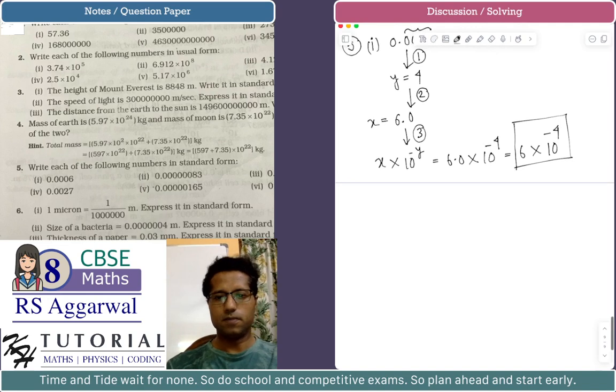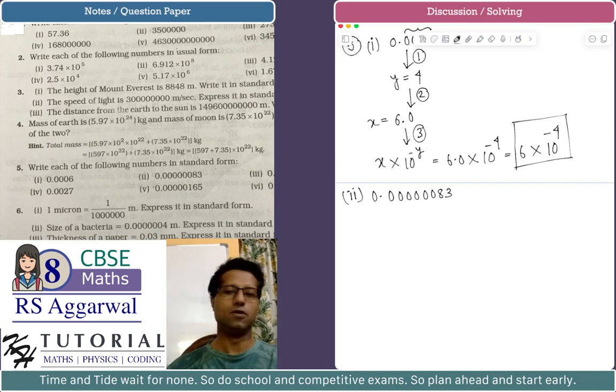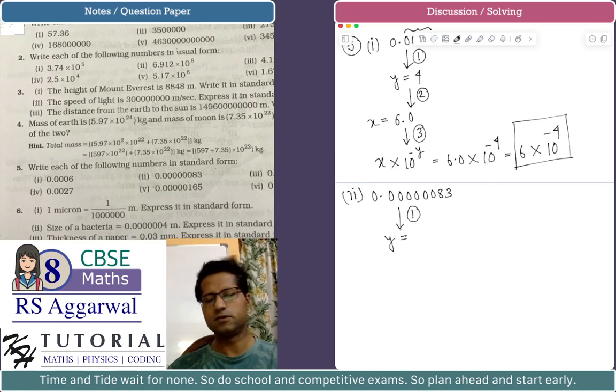Okay, so let's do part number 2. Part 2 is 0 point, how many zeros are there? 1, 2, 3, 4, 5, 6. So 6 zeros and 83. After the decimal point there are 6 zeros and then 83. Okay. After the first step I will find y. Y is what? The number of digits to the right-hand side of the decimal point up to the first non-zero digit.